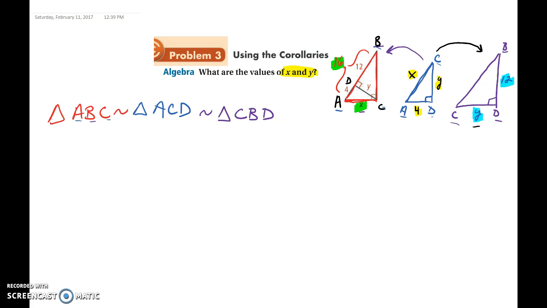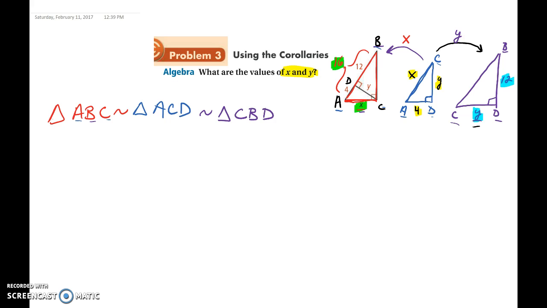And if you notice, our red triangle has the variable X in it, so that means we're going to use the red and blue to solve for X. And then our purple triangle has Y in it. So that means that we're going to use the purple triangle to solve for Y. So the first one we're going to solve for is X.